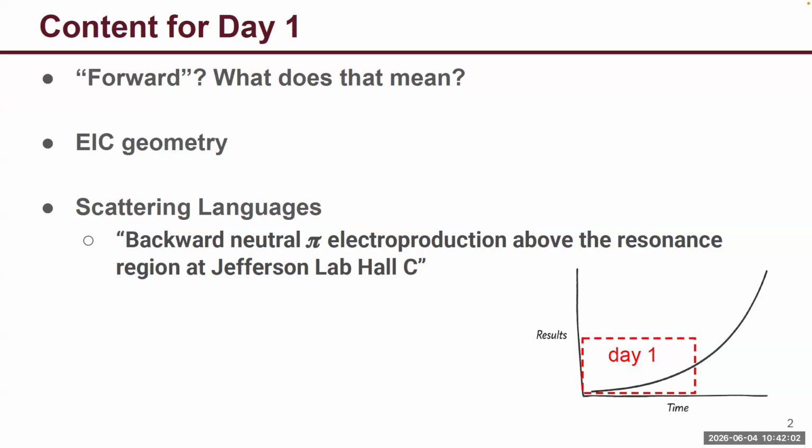Then my hope is that I can imprint some of the EIC geometries into your head, whether you are theorists, theoretical physics students, or experimentalists. I want to take you into the EIC geometry so you understand what this forward means. And of course, if there's a forward, there has to be a backward, right? So everything has to be symmetrical.